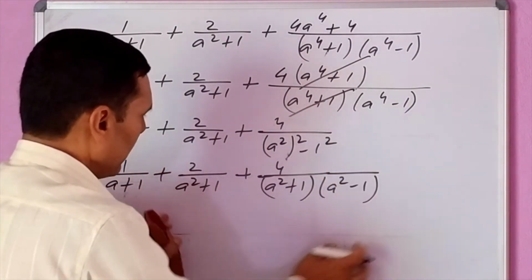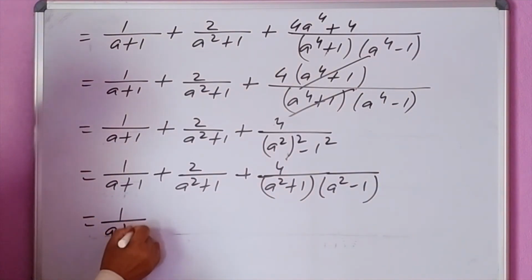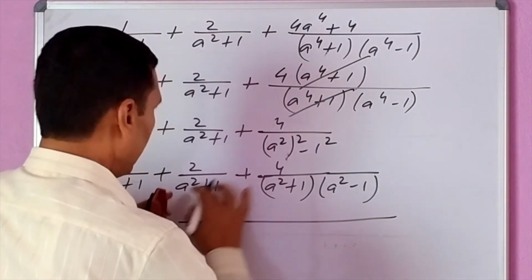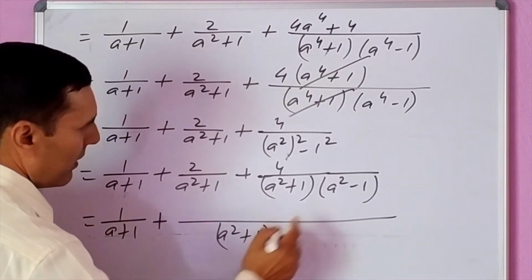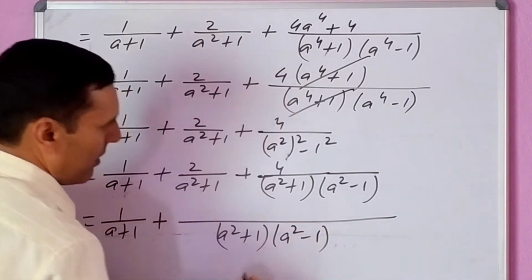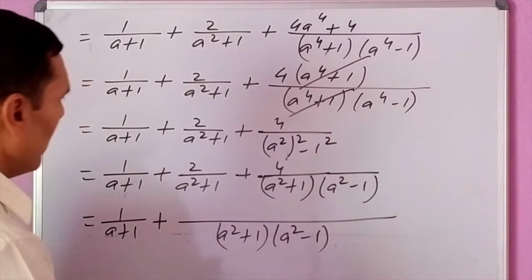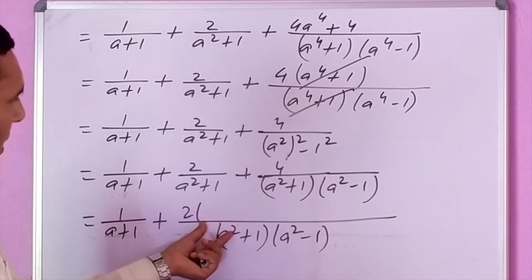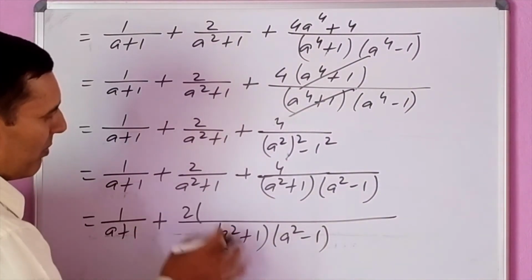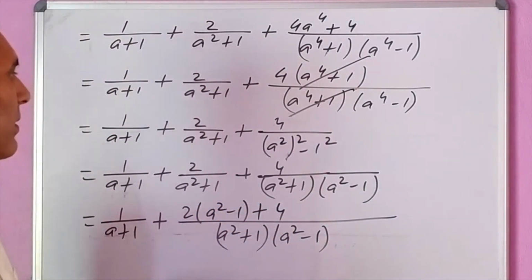Now we take the LCM in the last two terms. So 1 upon a + 1 as it is. Now LCM in these last two terms: a^2 + 1 is common and a^2 - 1 is there in the second denominator. So with this 2, what will be remaining? For multiplying, this a^2 + 1 will be cancelled, and this is a^2 - 1, and here 4 only, because LCM and denominator are the same.